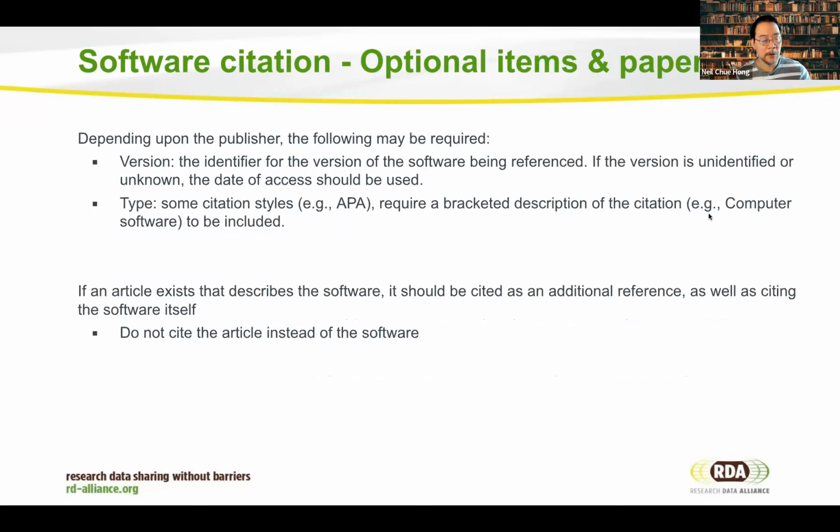So things like versions, and also a recommendation that if an article exists that describes the software, it should be an additional reference as well as the software. So we're trying to discourage the practice of just citing the paper that describes the software and not citing the software itself directly. Because I think if we don't cite the software directly, a lot of that linkage that Scholix enables just disappears.